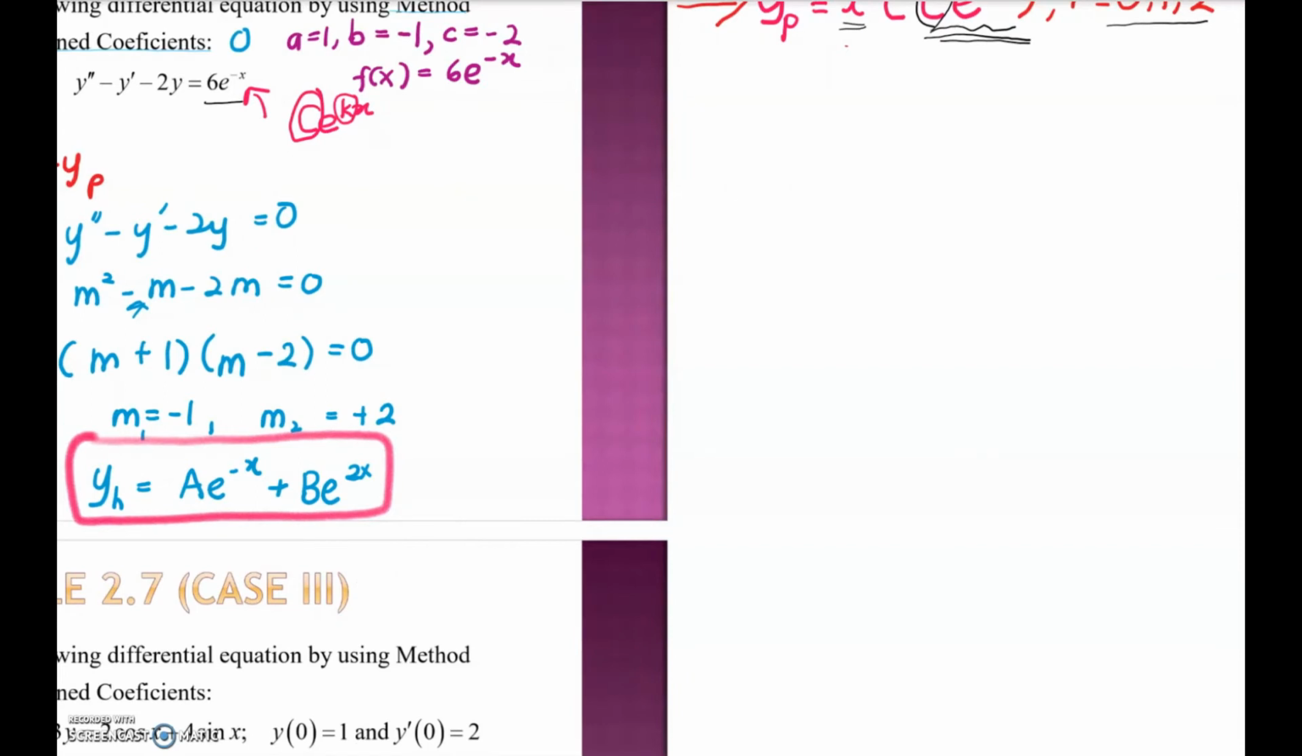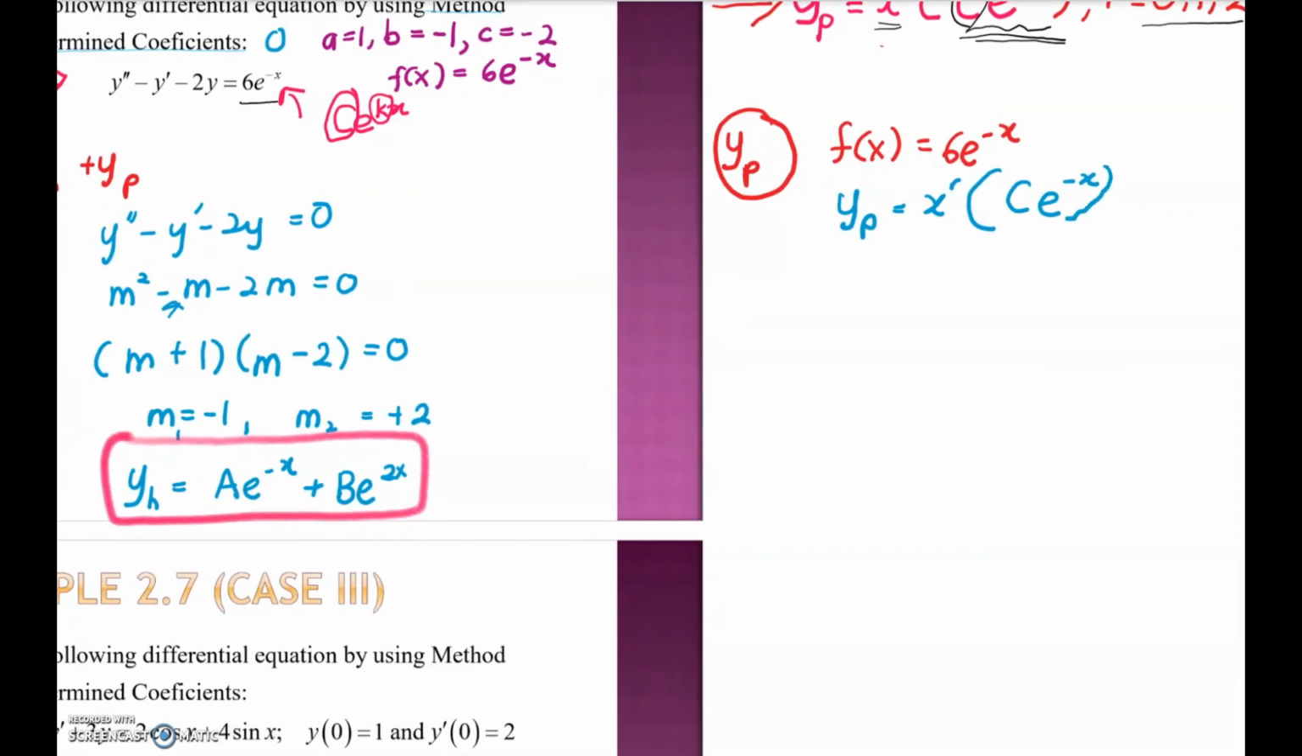Okay, so now we want to find what is our yp. Again, in order to find yp, please always write down what is your fx. Our fx is 6e negative x. So we know that this one is in the form of case 2. So we can write down our initial guess first, x to the r, and then we have ce. Just follow what is our k. Our k is negative 1. So negative 1 times x is negative x.